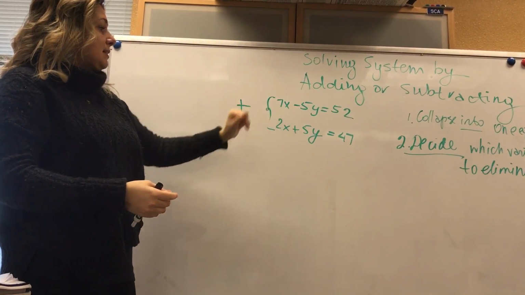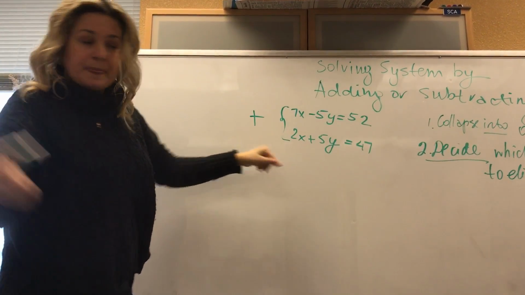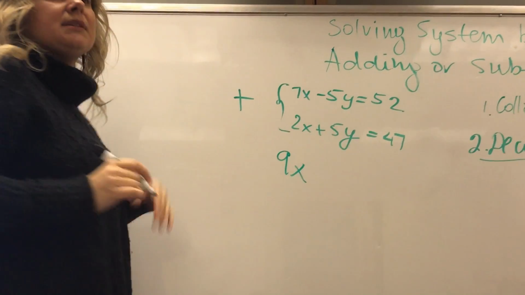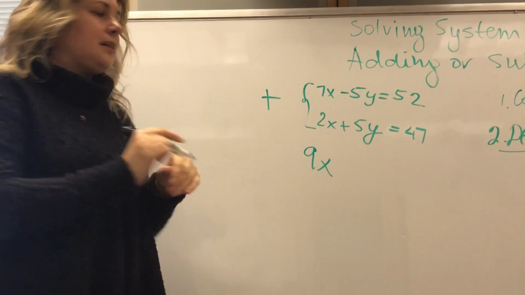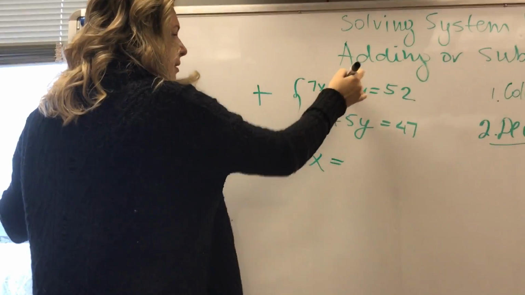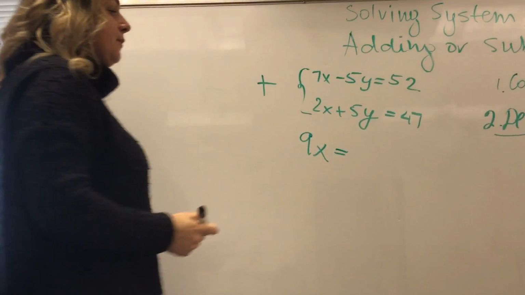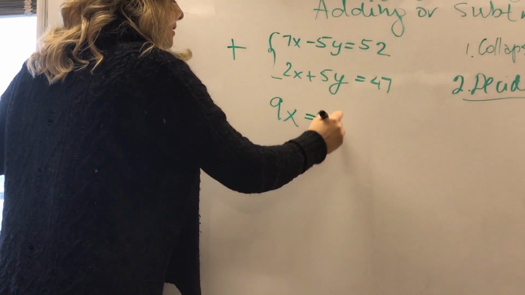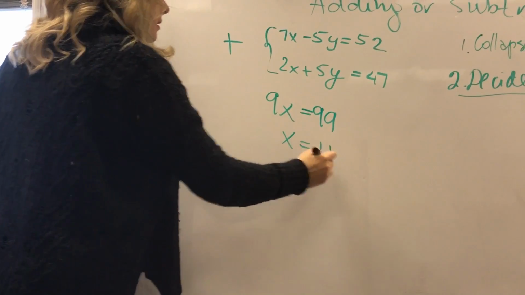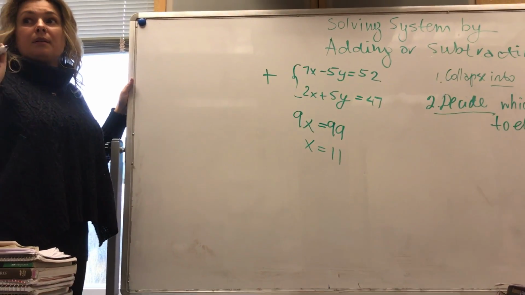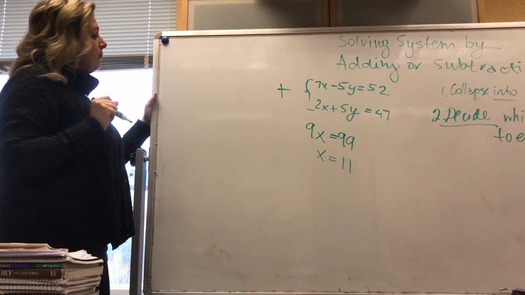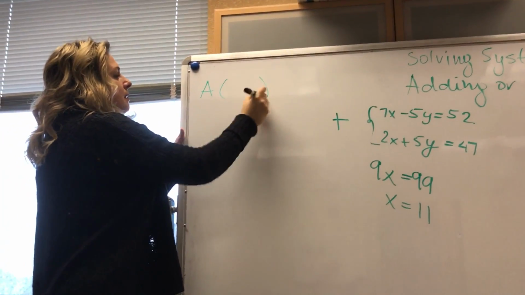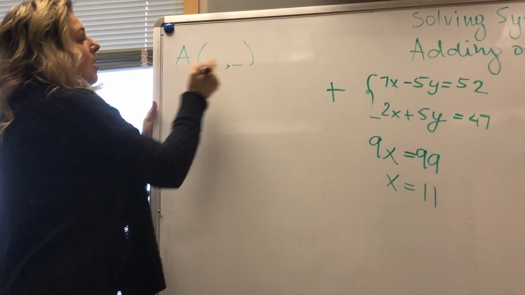I'm adding 7x and 2x. I'll have 9x. These guys disappear, so some students write plus 0, nothing, equals 52 plus 47 is 99. x equals 11. Remember, you have to have your point outlined like that, with your two spots, with a comma between them.